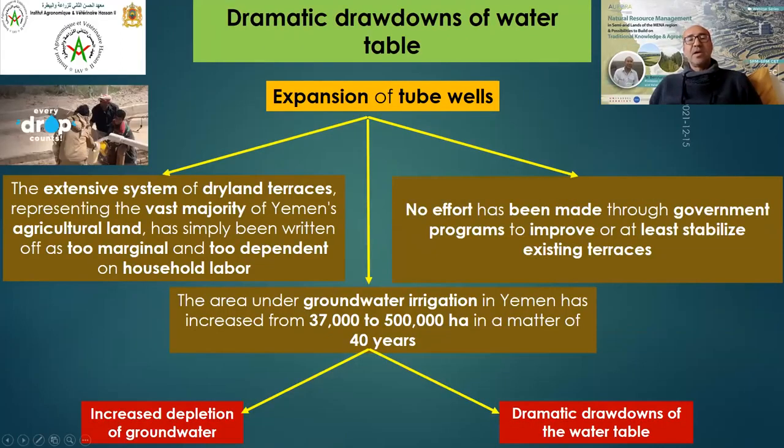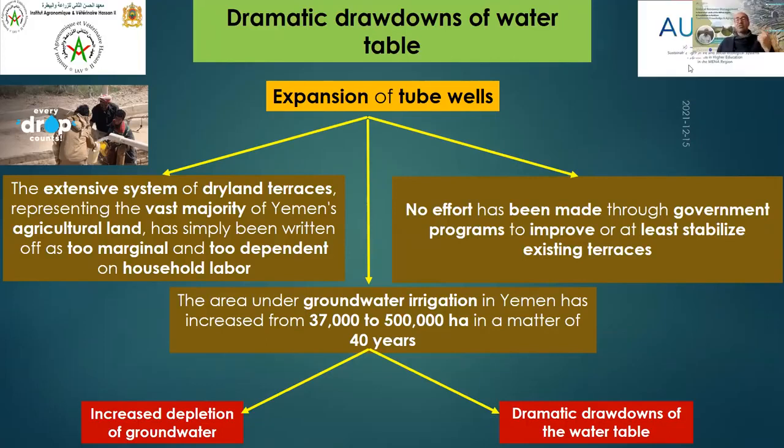The area under groundwater irrigation in Yemen has increased from 37,000 hectares to 500,000 hectares in a matter of 40 years only. So there was an increased depletion of groundwater and dramatic drawdown of the water table, as we saw in the case of Morocco.